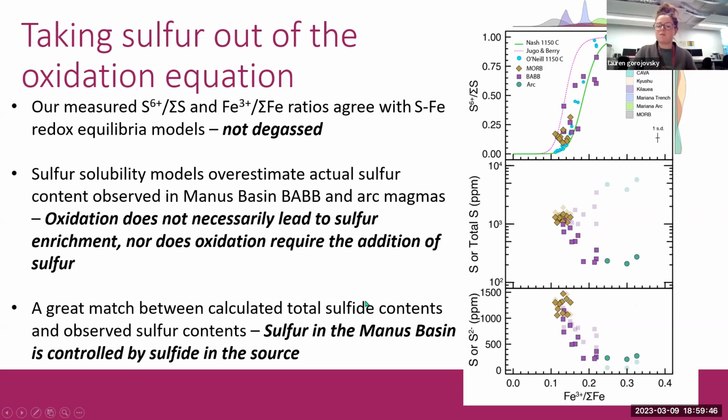So what this suggests is, while a sulfur solubility model might say oxidation leads to higher sulfur, or you can put more sulfur into a melt, this does not necessarily mean that you're going to have more sulfur. And then the plot on the bottom is the calculated sulfide content that should be present for this given oxygen fugacity, compared with my actual measured sulfur contents. And you can see there's a really nice agreement. This tells us already that sulfide is controlling primarily the sulfur contents in the Manus Basin.